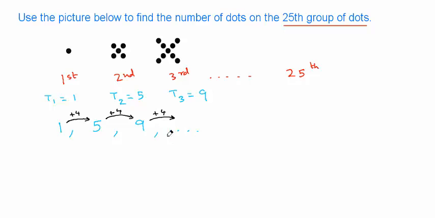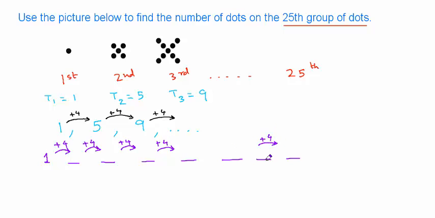Now the rule is not given as a formula. So how do you figure out the 25th term in the sequence? Let's do it this way. We have the first term as 1, and then let's put blanks for the remaining terms. And we have 24 of these blanks to reach the 25th term. And then we keep adding 4 to each term to get the next term. So it's plus 4, plus 4, plus 4, and so on, all the way till the end. Let's say this is the 25th term.